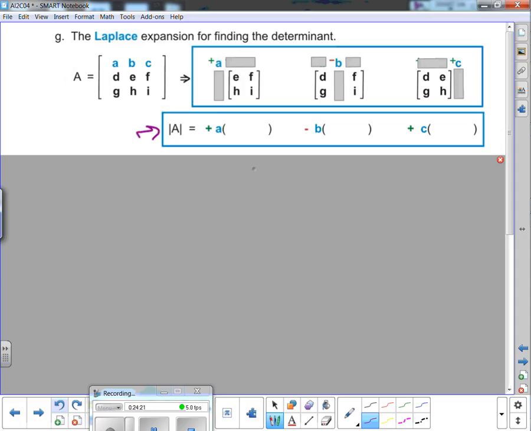Here's the symbol for the determinant of A. And here's how this one goes. The thing called the plus minus factor. So what happened was we're going to work off the top row.